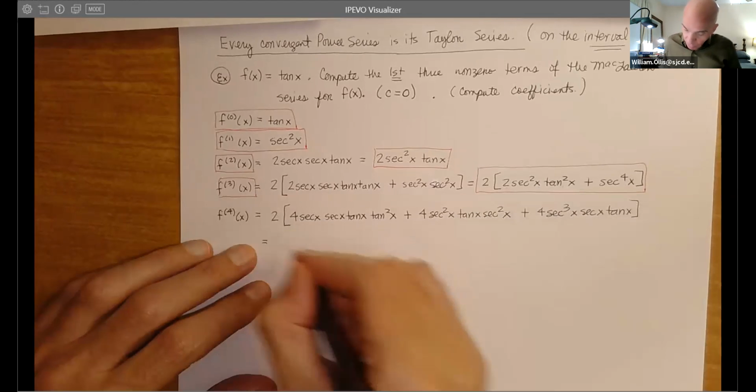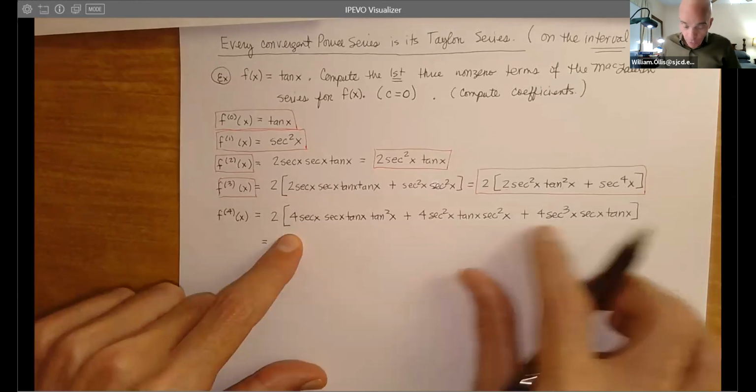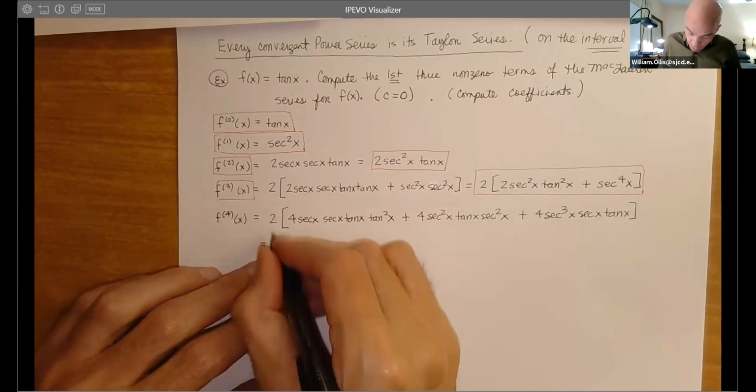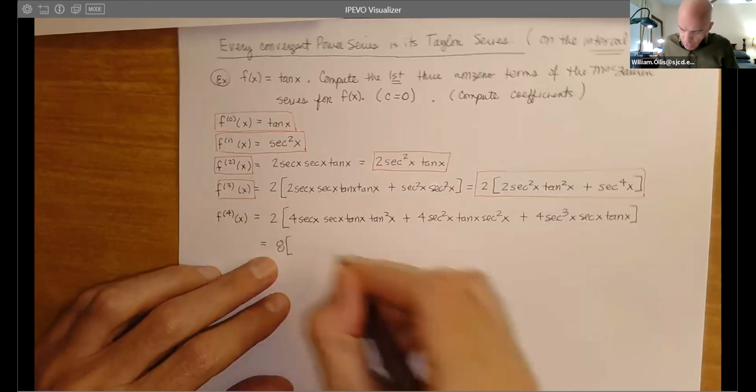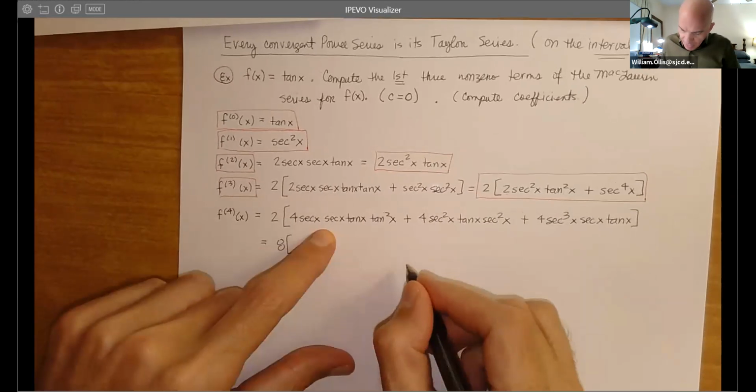So let's clean this up. This is kind of unwieldy. But we got a 4 in everything. So that's 4 times 2 is 8. And so we got secant squared, tangent cubed.